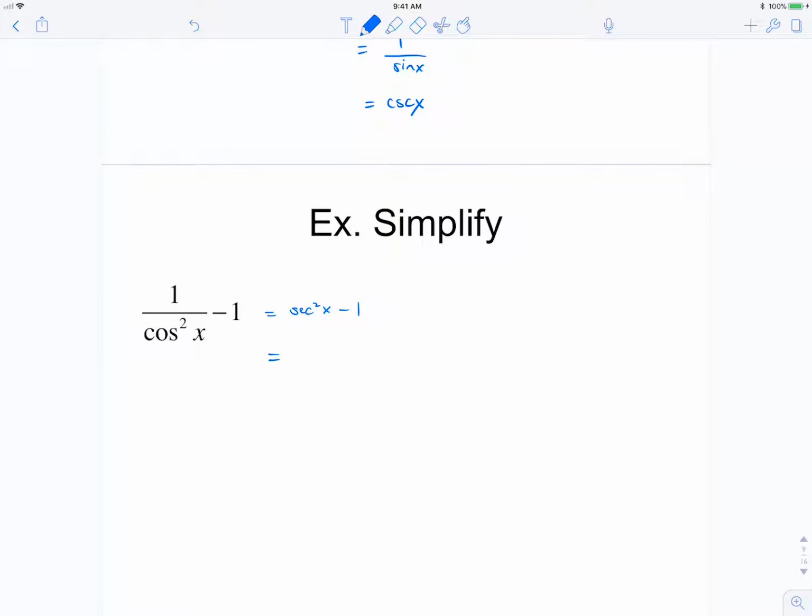Or you could recognize that you could just replace secant squared with tan squared plus 1, which is the trig identity, right? Tan squared plus 1 equals secant squared. And then we already have the minus 1 from above. So this is just equal to tan squared. And there's a couple different ways you can look at simplifying that.